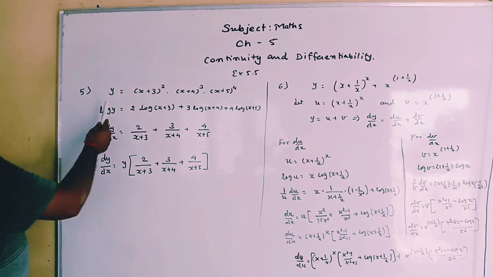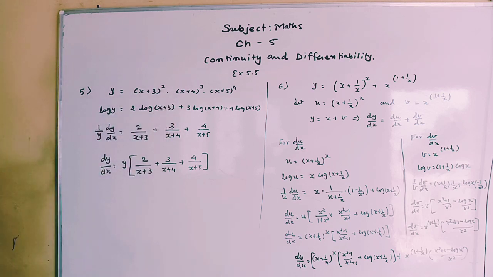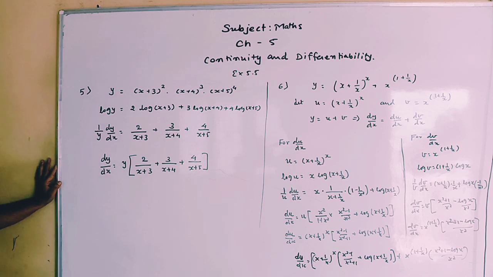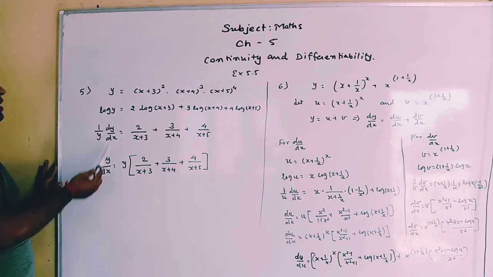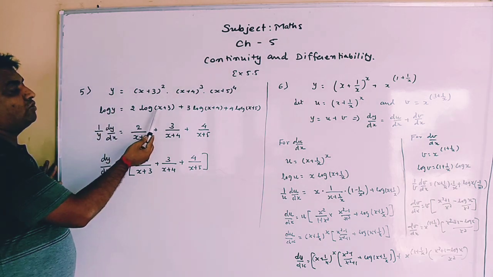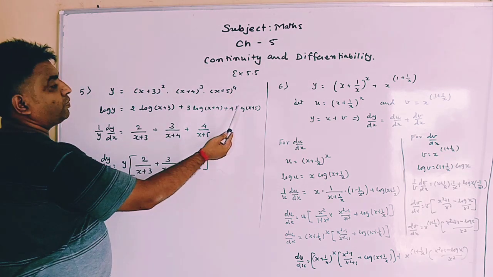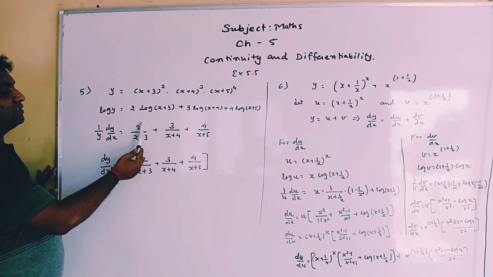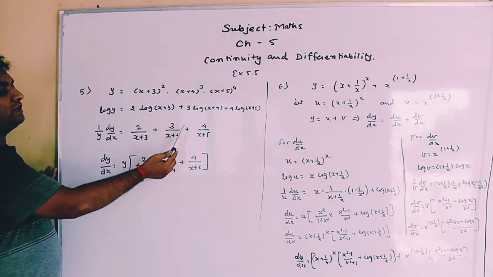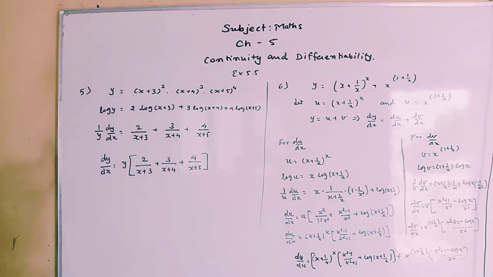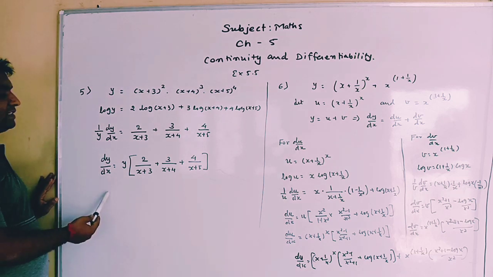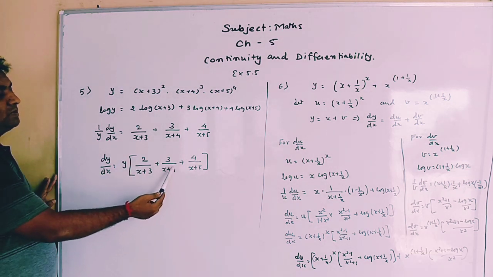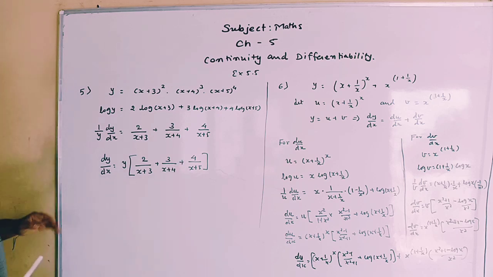We have the fifth question: y equals (x plus 3) whole square, (x plus 4) whole cube, and (x plus 5) whole raised to 4. So we apply the logarithmic function: log y equals 2 log (x plus 3) plus 3 log (x plus 4) plus 4 log (x plus 5). And so 1 upon y dy by dx equals 2 by (x plus 3) plus 3 by (x plus 4) plus 4 by (x plus 5). And so dy by dx equals y into [2 by (x plus 3) plus 3 by (x plus 4) plus 4 by (x plus 5)].